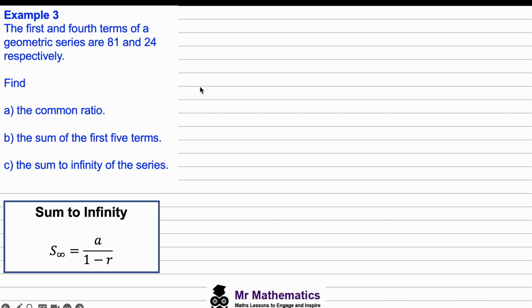So the first thing we're going to do is we know the first term a is 81. The fourth term is ar cubed, and this will equal 24. So now we need to work out r.